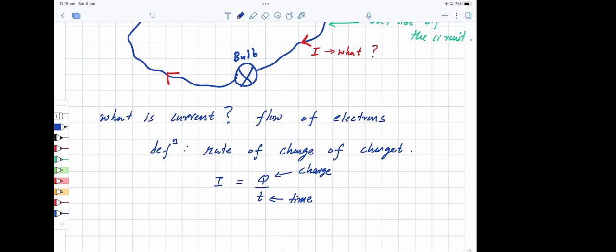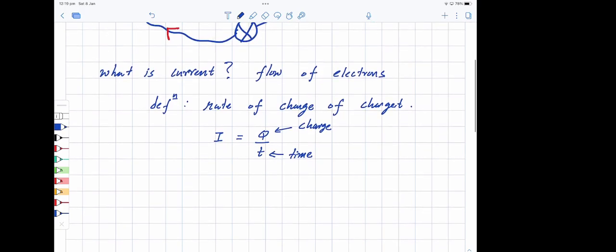Okay, so charge, I will discuss what is charge, right? Charge is measured in coulombs, C. Time is measured in seconds, right? So coulomb per second is what you have for current.